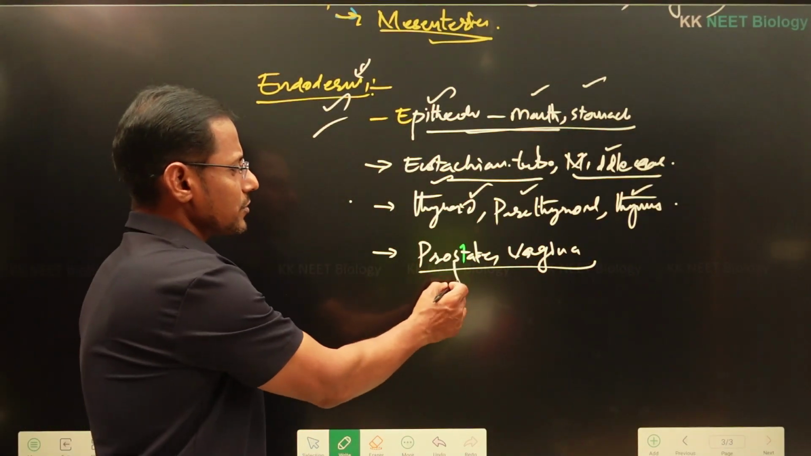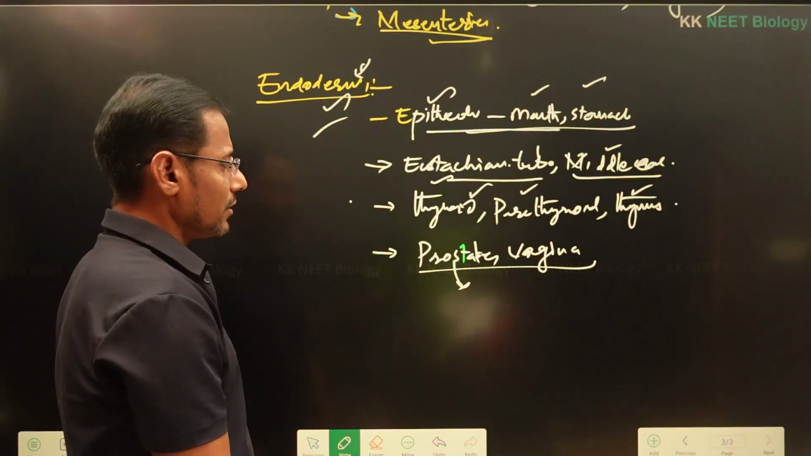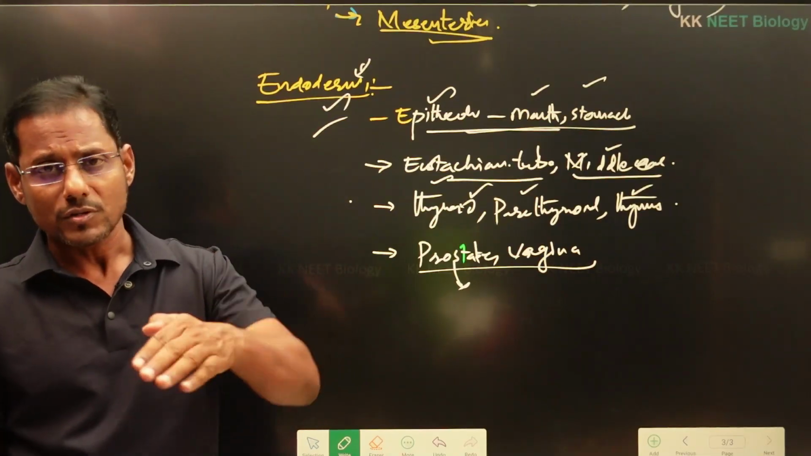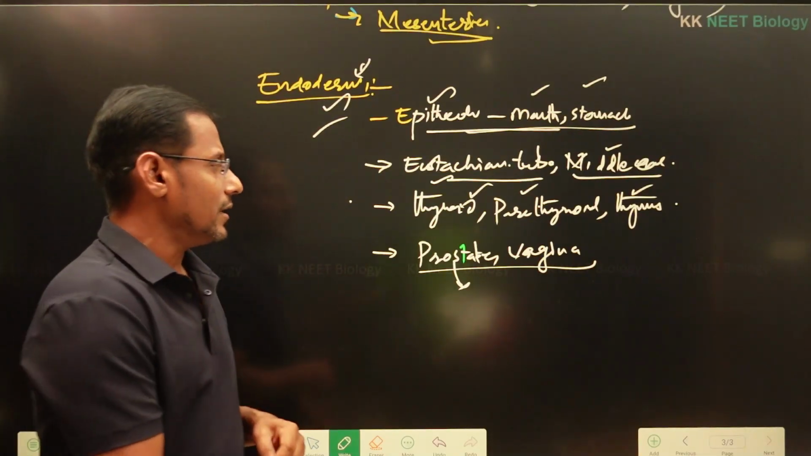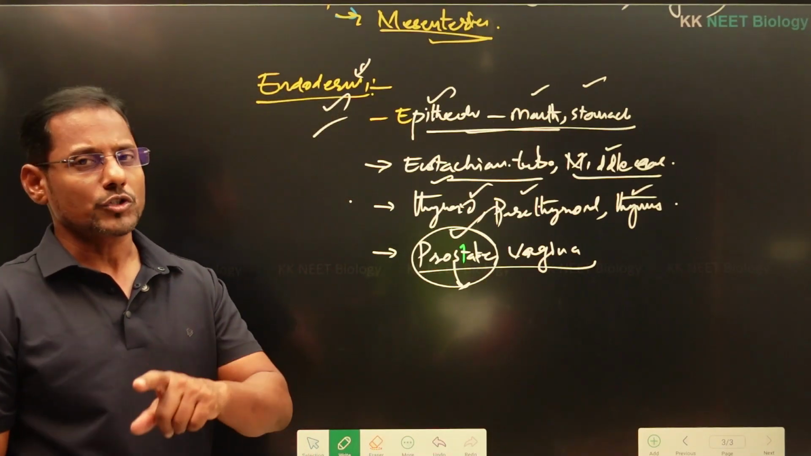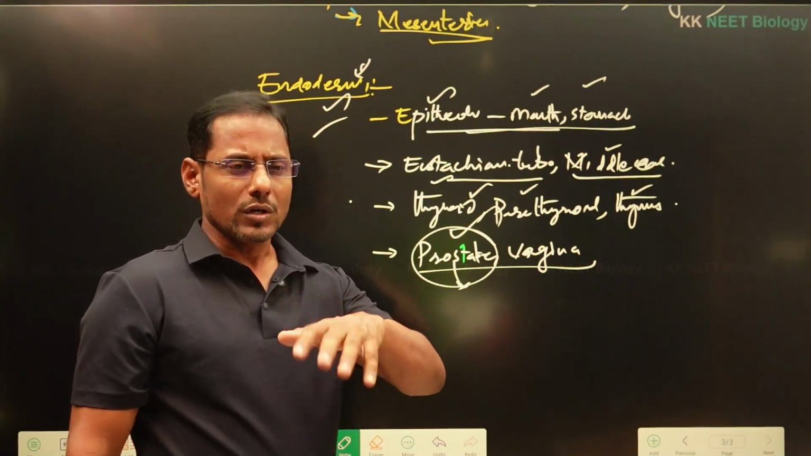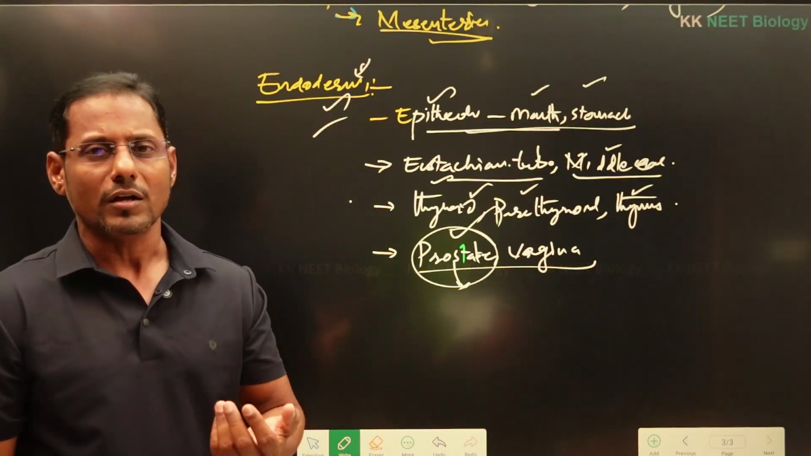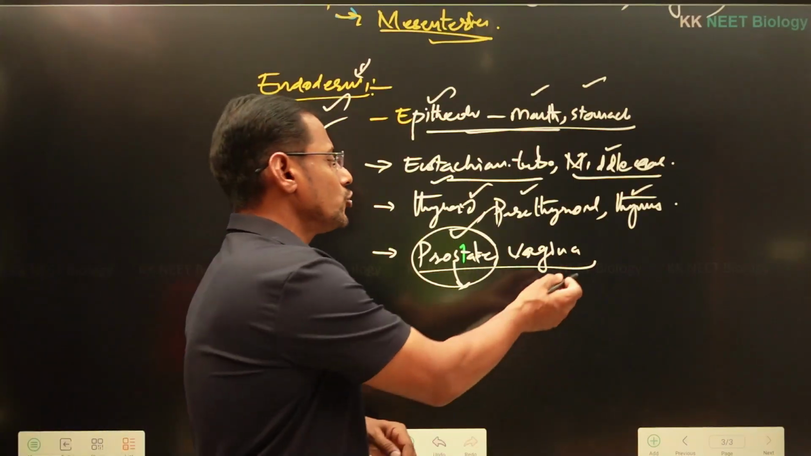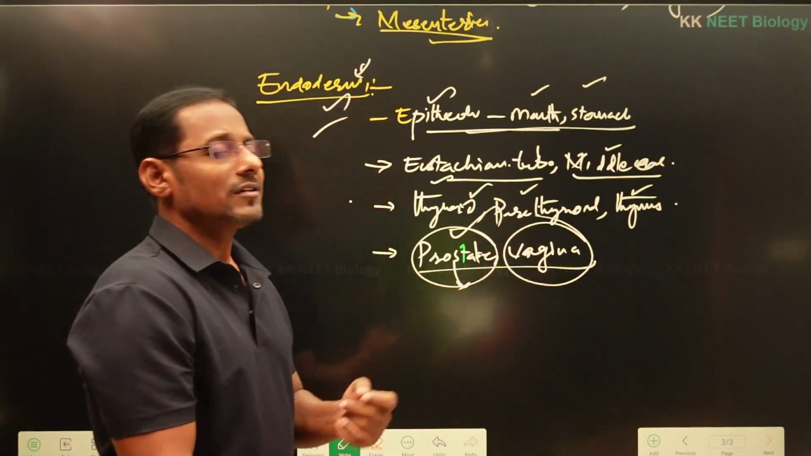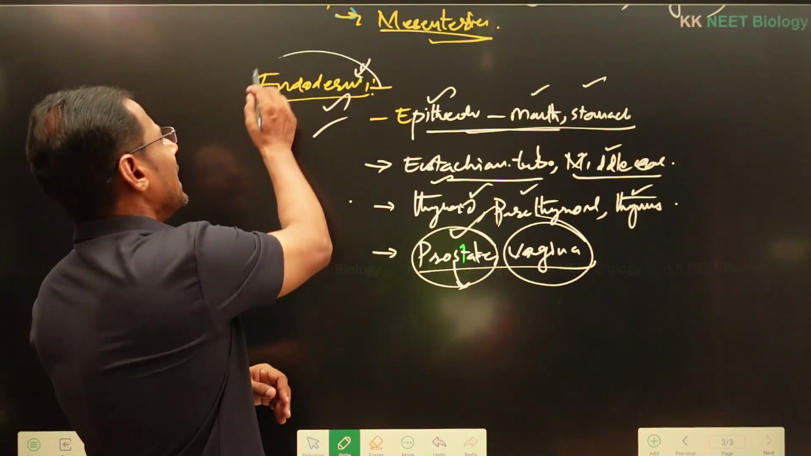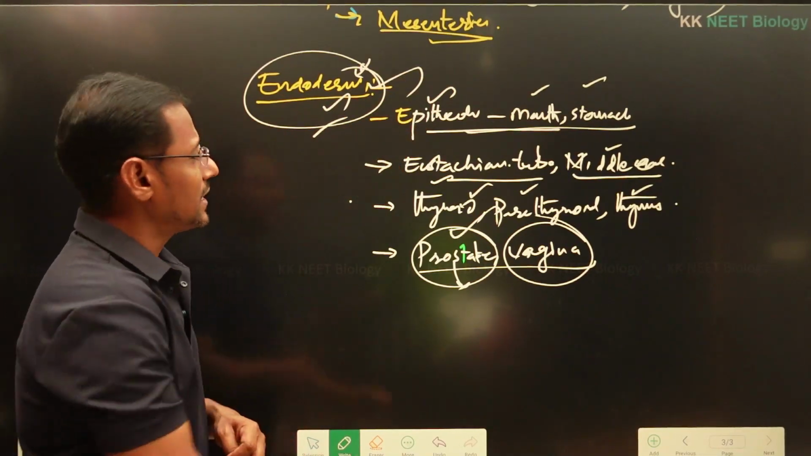So this is the male reproductive system. A question may be asked like this: what is the organ which is developed from the endoderm in the male reproductive system? If it is asked like that, you must put the prostate as the answer. Or if the question is: what is the female reproductive organ which is a derivative of the endoderm? Then you should put vagina. These are the two reproductive organs which are derivatives of endoderm. You must keep it in mind.